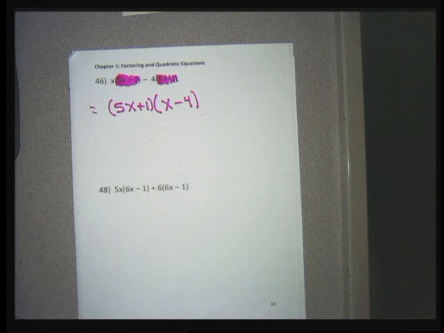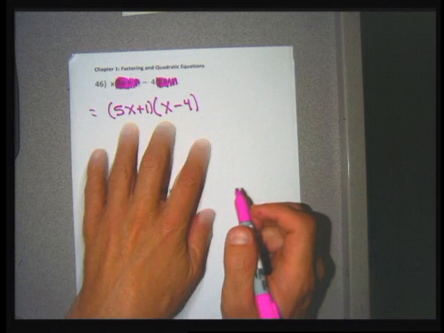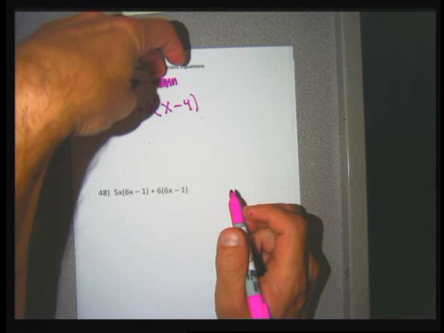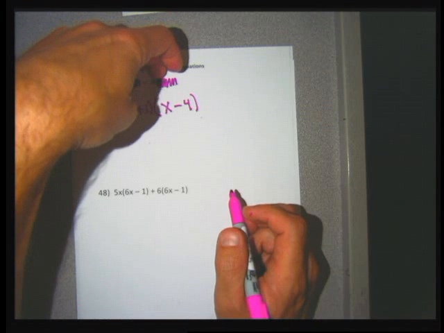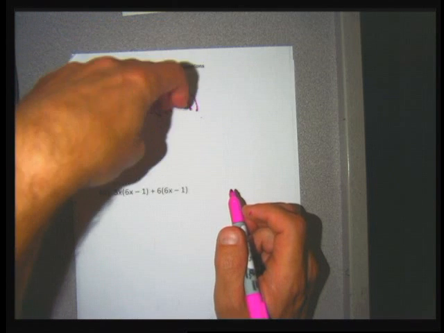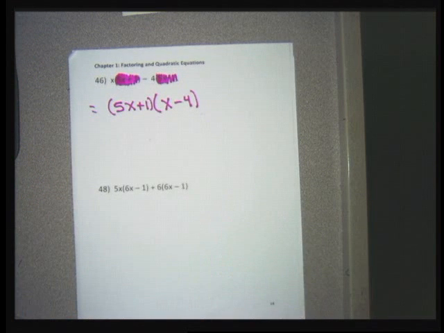To check it, I'd have to FOIL this, simplify that. I'd have to multiply this out, simplify that, and both the original problem and this one, you FOIL and simplify. When you multiply both of them out and simplify, they'll equal the same thing.